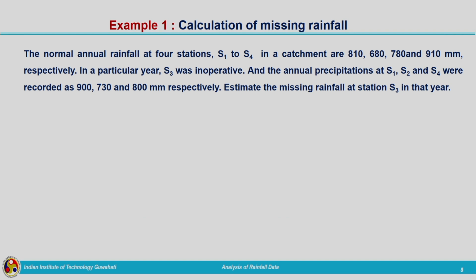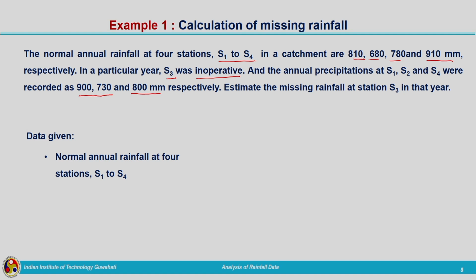Now let us solve one numerical example, then it will be more clear to you. Let me read out the question first. The normal annual rainfall at 4 stations S1 to S4 in a catchment are 810, 680, 780 and 910 millimeters respectively. In a particular year, S3 was inoperative, and the annual precipitation at S1, S2 and S4 were recorded as 900, 730 and 800 millimeters respectively. Estimate the missing rainfall data at station S3 in that particular year.